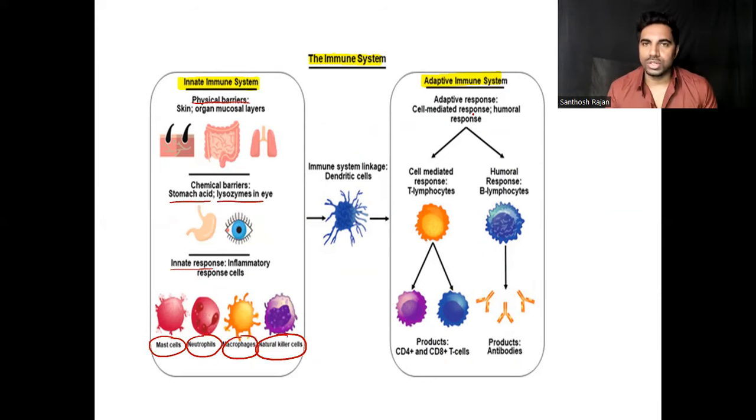But what about adaptive immunity? When we talk about adaptive immunity, we're talking about two cells. What are they? T cells and B cells. B cells produce immunoglobulin, we're going to talk about that in a while, and T lymphocytes further differentiate into CD4 and CD8 cells. We're going to talk about it. Dendritic cells have an important role because they're antigen presenting cells. They present the antigen, the link between innate and adaptive immunity. So this is about the difference between the innate and the adaptive immune system.